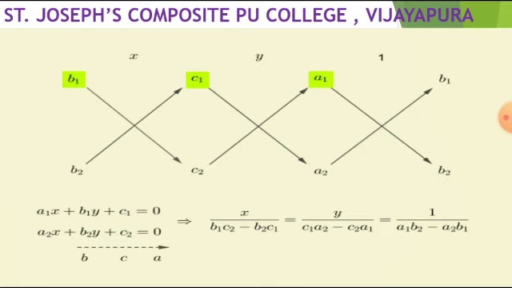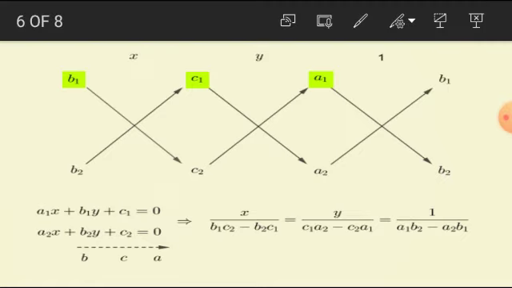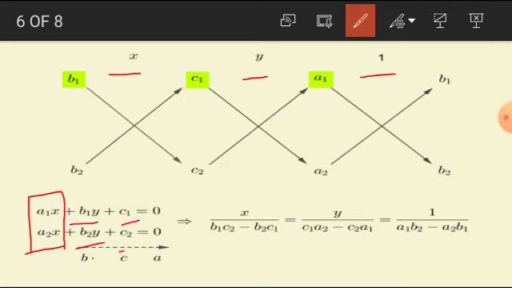Another easiest method is, first you have to take the variables like this: x, y, and this is a constant 1. For x, you have to leave this column, and you have to take b1 b2, then c1 c2. Next, in the y variable, you have to continue with c1 c2, and next a1 a2. Next, for the constant term you have to take a1 a2 and b1 b2. I hope it is clear.